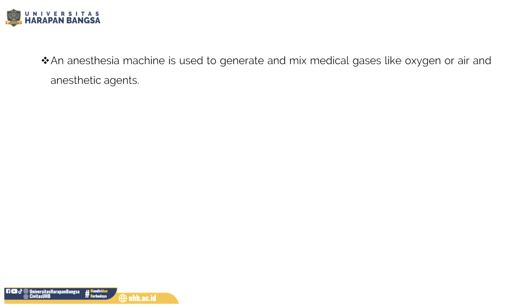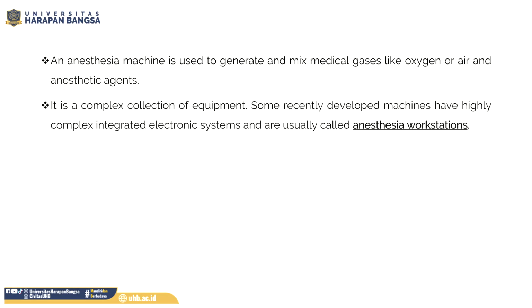Okay, next. An anesthesia machine is used to generate and mix medical gases like oxygen or air and anesthetic agents. It is a complex collection of equipment. Some recently developed machines have highly complex integrated electronic systems and are usually called anesthesia workstations.